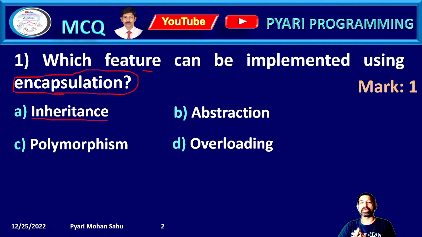So how can you find it out? Which one is your option? I have explained inheritance, abstraction, polymorphism and method overloading. But now you have to tell me how you can find the answer from the explanation. Yes, anyone? Can any one of you answer this?